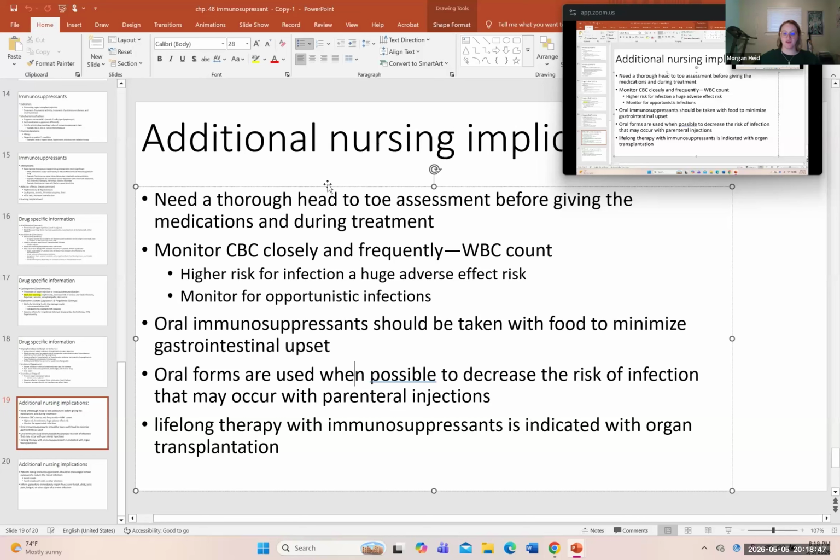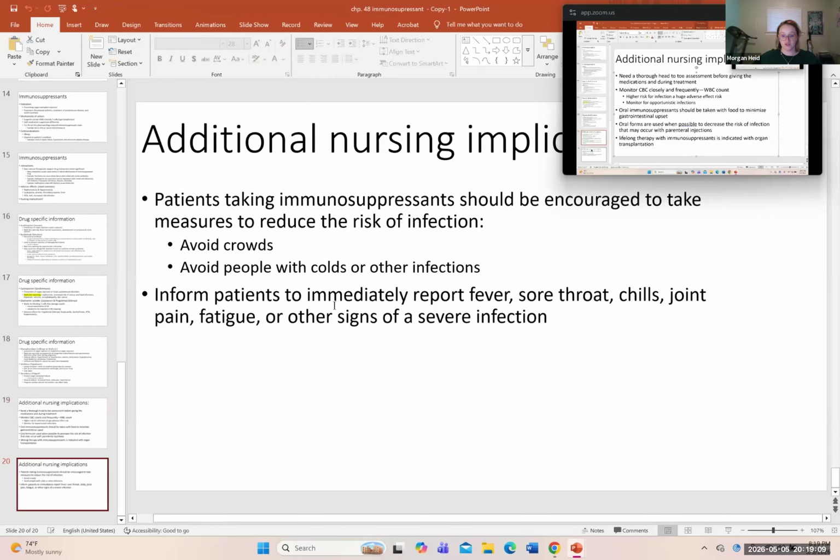Otherwise, if you're taking this immunosuppressant for organ rejection or for graft versus host, it will be lifelong. And if you're taking it for an autoimmune disease, usually you will be taking it lifelong too, to keep the autoimmune disease under control, because the autoimmune disease isn't going to go away. Otherwise, that was pretty much it. Questions, concerns?